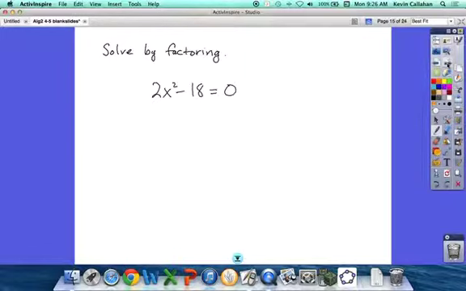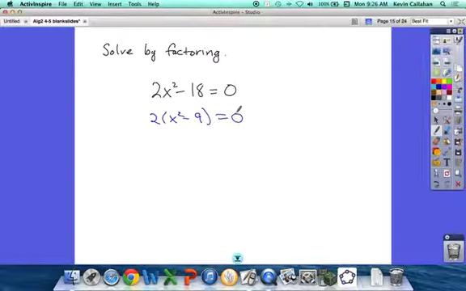Is 2 a perfect square? No. 18 is not a perfect square. What kind of factoring could we do first? Yeah, which is the greatest common factor? 2. So if you factor a 2 out of both of these, you're going to get 2 times x squared minus 9.